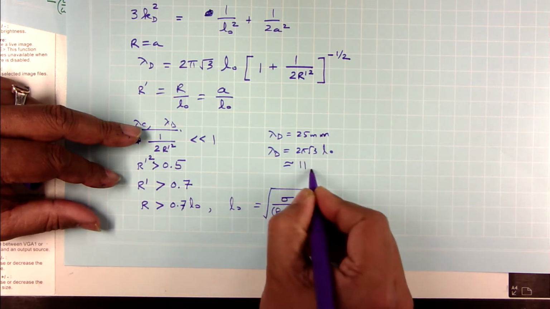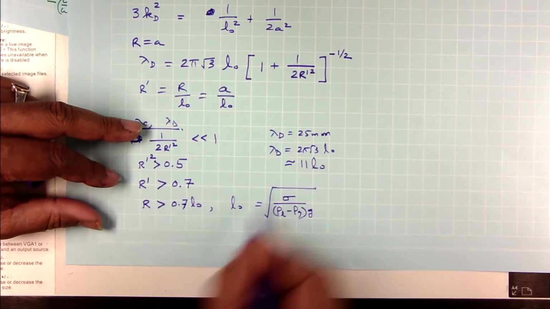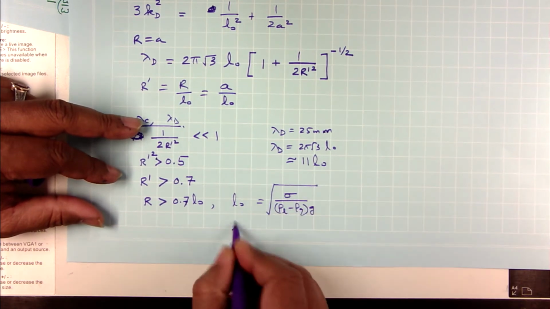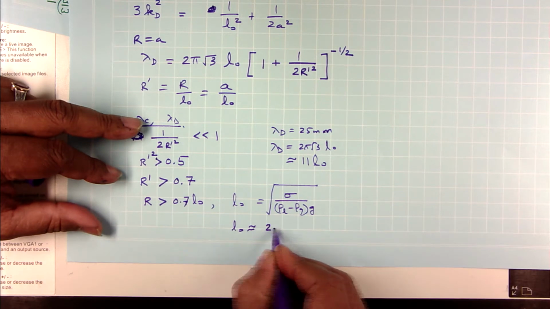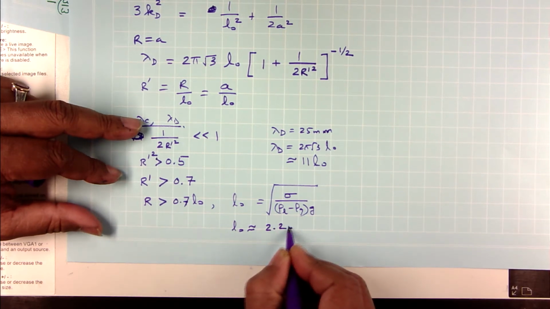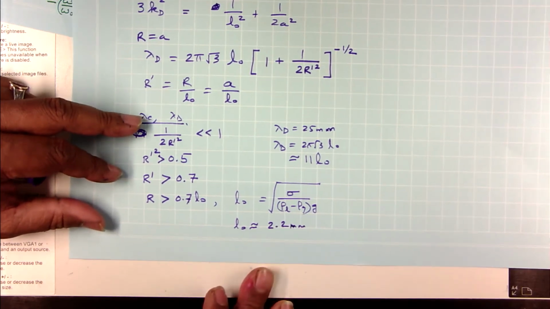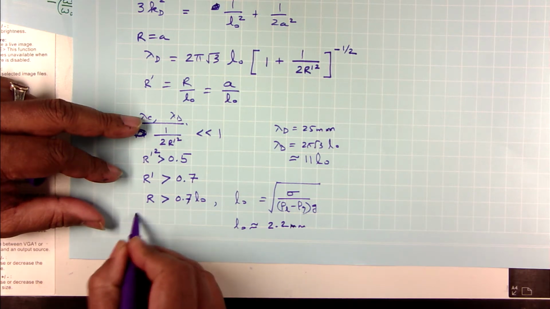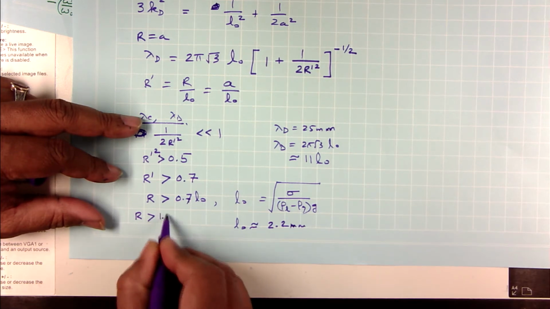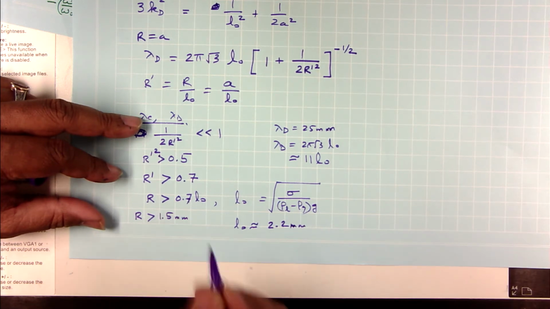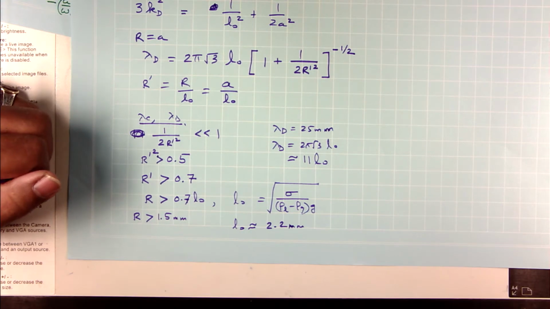Right? So that's 11 times L naught, where L naught is roughly about what, 2.2 millimeters. Which means my radius for water needs to be 0.7 of this, so about 1.5 millimeter. Does that make sense?